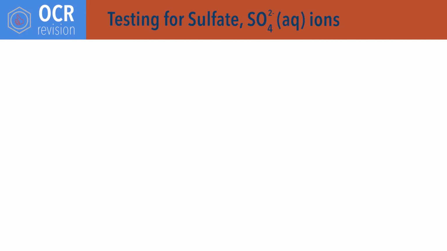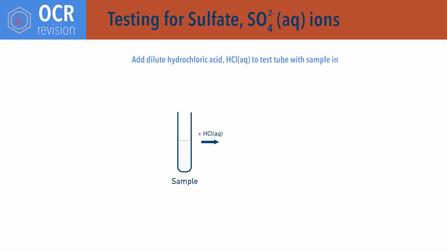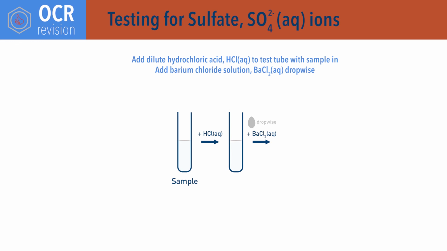Aqueous sulfate ions, SO4 2-, can be identified by using hydrochloric acid and aqueous barium chloride. Hydrochloric acid is added to the sample solution in a test tube before barium chloride is added dropwise. If the sample solution contains sulfate ions, a white precipitate of barium sulfate, BaSO4, will form.